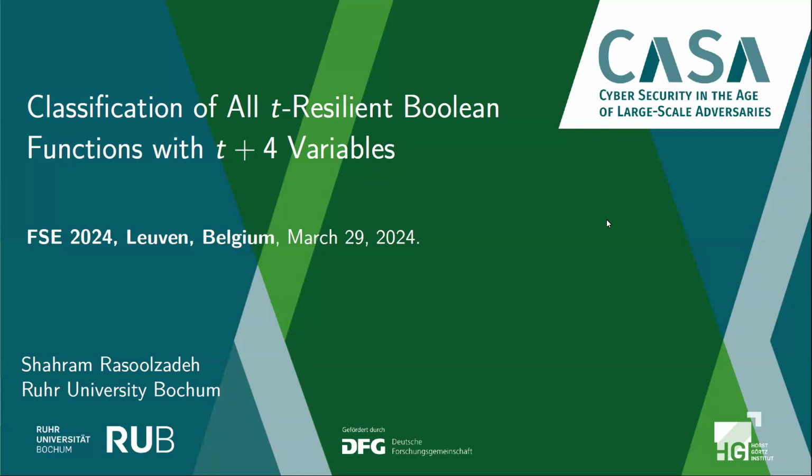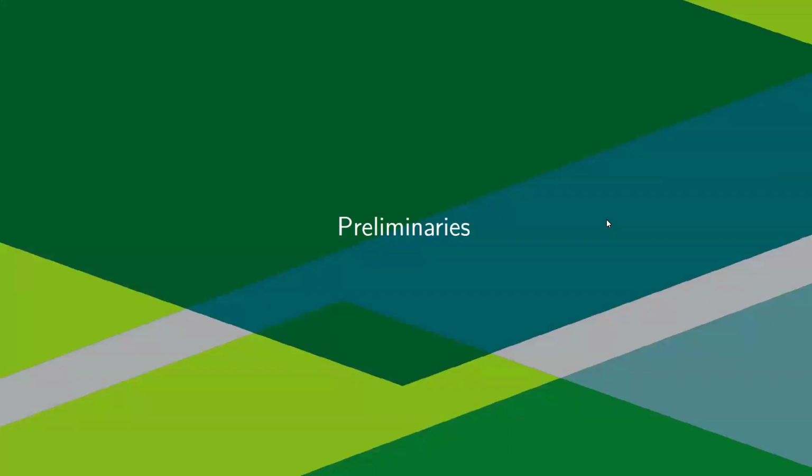So I'm going to talk about my recent work about classification of T-resilient functions with T+4 variables. And this research was done when I was still in Radboud University in Nijmegen. So I will give first some preliminaries and introduction about T-resilient functions, and then I will go to the approach that we present in this work for classification of T-resilient functions.